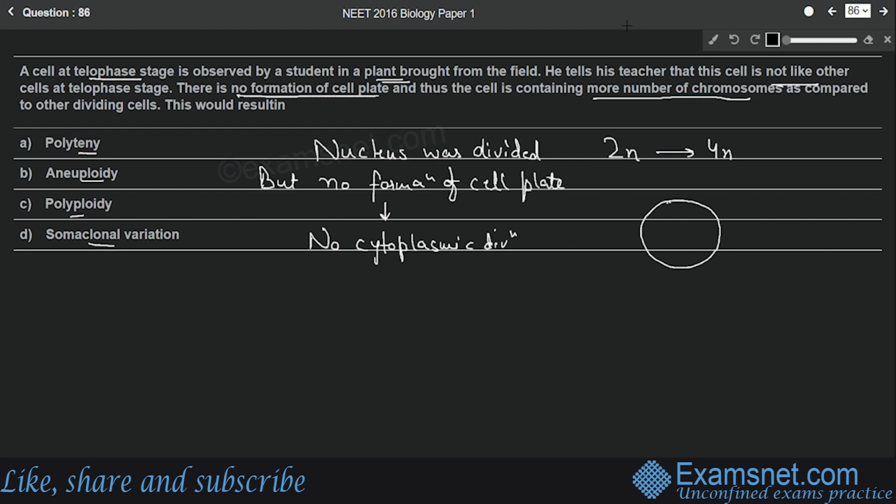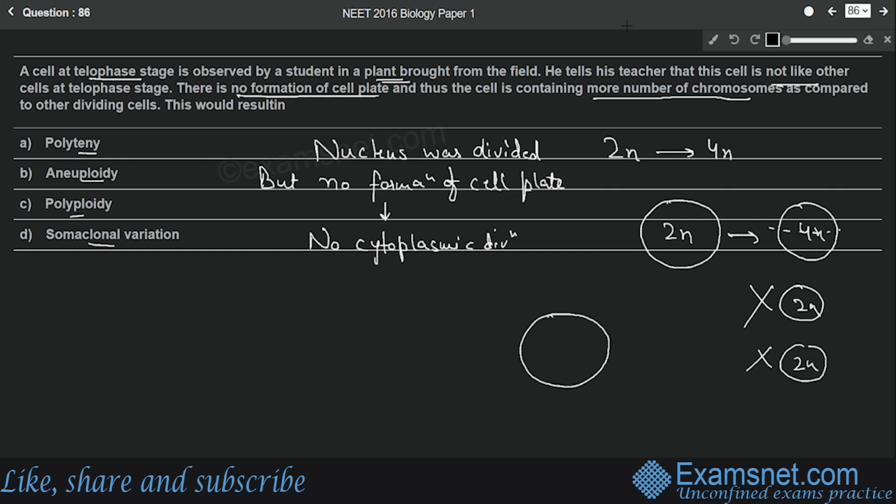So if this was the cell, initially there were 2n number of chromosomes. So what happens in case of division? The number of chromosomes is doubled. It becomes 4n, and then there is division of cytoplasm. So it becomes two cells having 2n chromosomes each. This is the normal condition. But here what happened? The cytoplasmic division did not take place. So there was a single cell, but the number of chromosomes were more than expected. It was 4n. Okay, it was more than two set of chromosomes. So this condition is known as polyploidy. Therefore, the correct answer will be option number C, polyploidy.